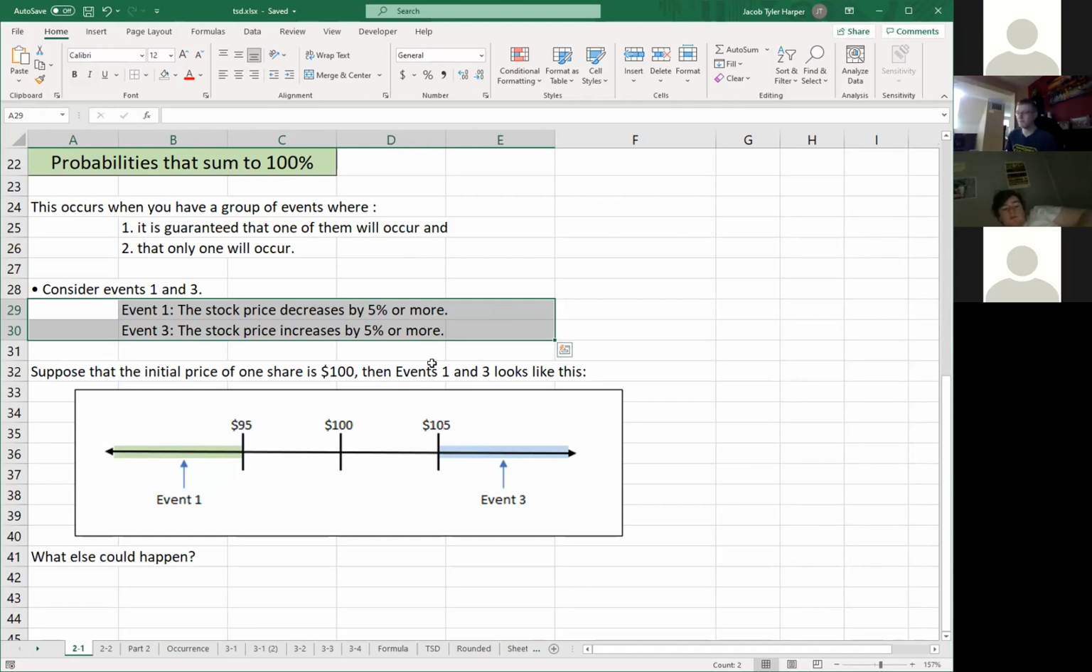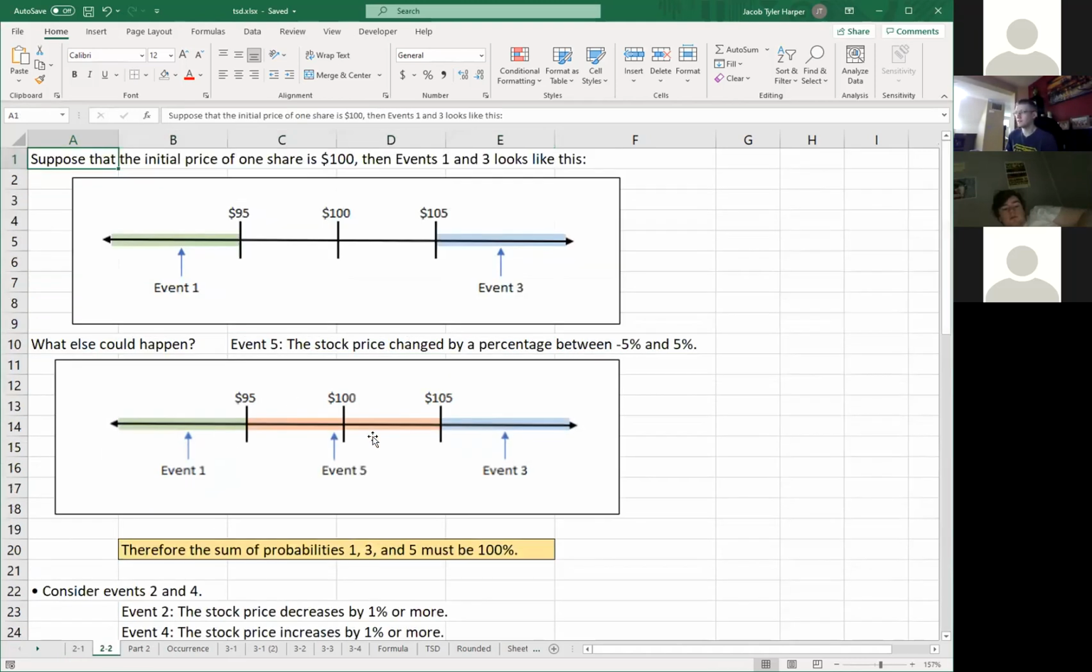Well, what else could happen? It's not guaranteed that one of these 2 things could occur. What also could happen is it's somewhere in between, right? Well, that is our 5th event. So this does follow our rule. We're guaranteed that either the price lands over here, over here, or over here, and therefore the sum of these 3 probabilities has to be 100%.